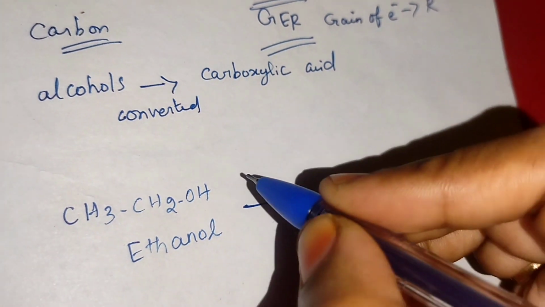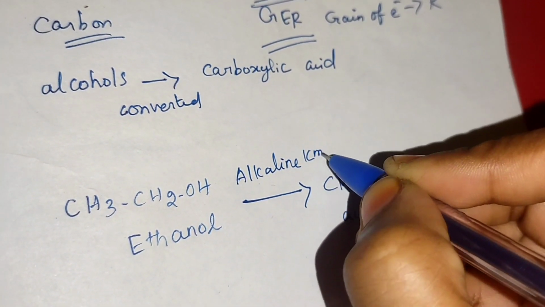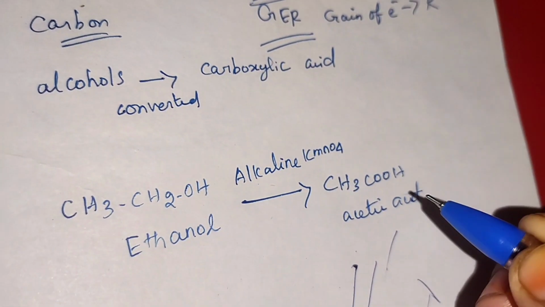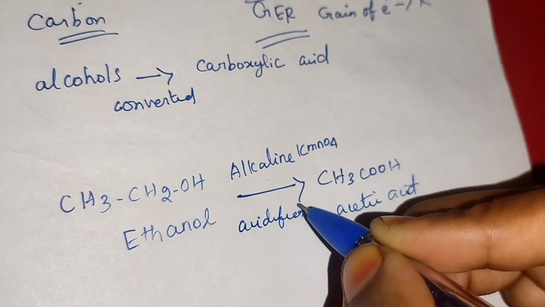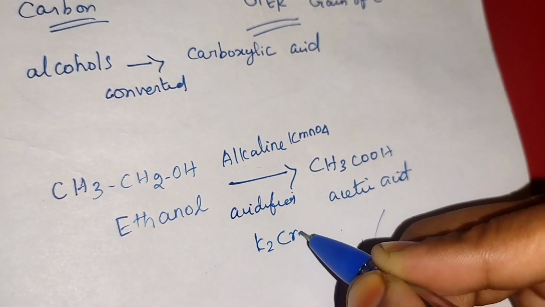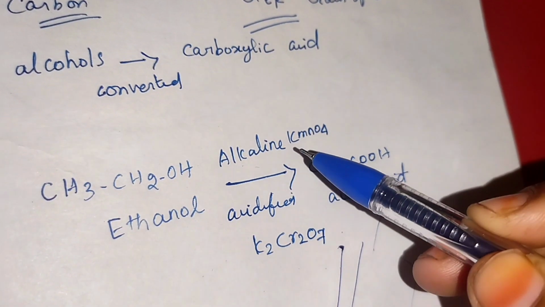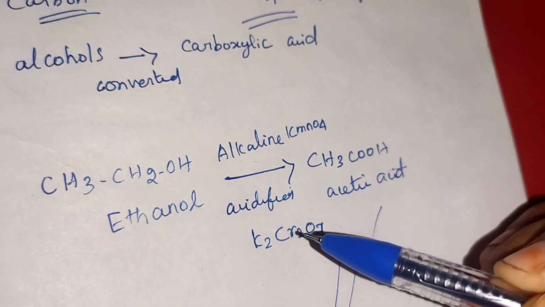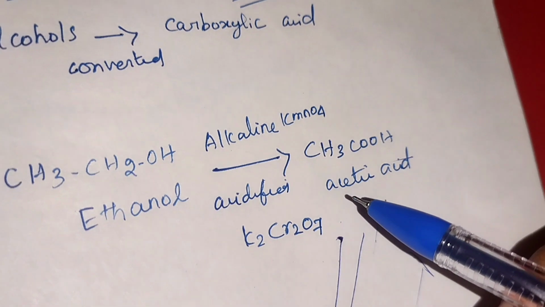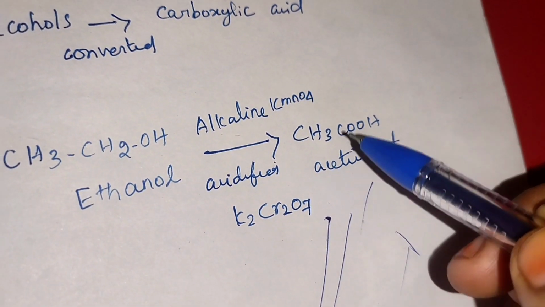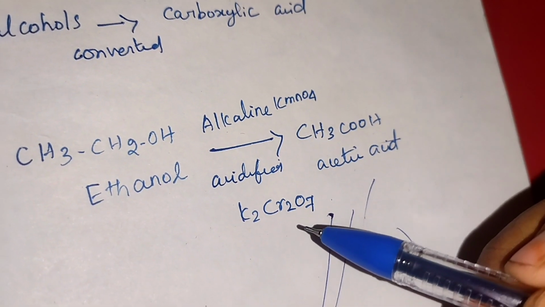In this reaction, we are taking a small amount of alkaline KMnO4 or acidified potassium dichromate. These are all oxidizing agents. These oxidizing agents are used in this reaction. Here alcohol is oxidized into acid, acetic acid. The oxidizing agent is alkaline KMnO4 or acidified K2Cr2O7, which means potassium dichromate.